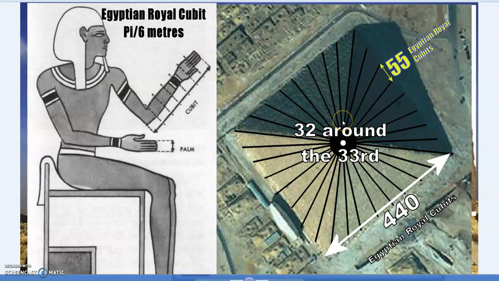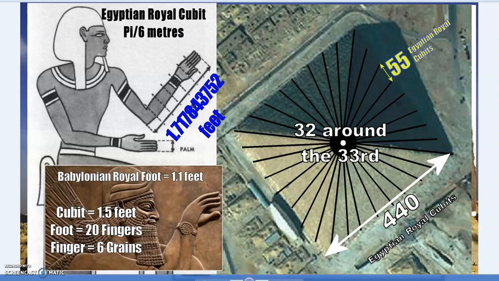But the Egyptian royal cubit is pi over 6 meters, 0.523599 meters. That turns out to be 1.71784375 English feet in one Egyptian royal cubit. The Babylonian royal scale of 1.1 English feet equals 1 Babylonian royal foot. That's also the same as the Indus Valley foot, and also the same as the Saxon foot, which was there just before the more modern English foot instituted during the time of Queen Elizabeth I.